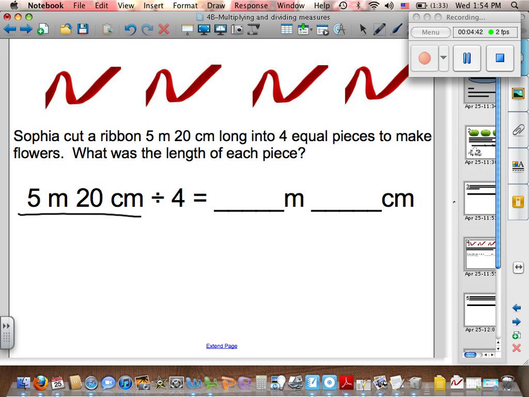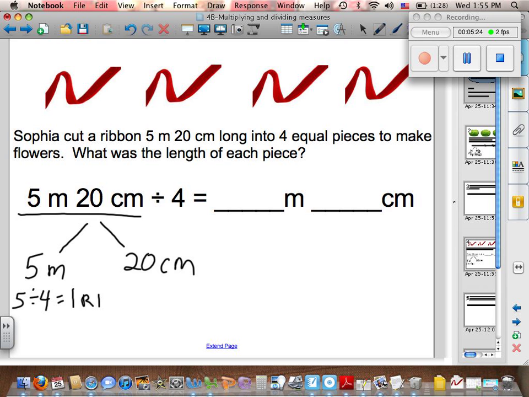Now, when we divide, we start with the greatest place. When we add, subtract, or multiply, we always start with the smallest place, with the ones. But remember, with division, it's the opposite. So we're going to divide out 5 meters and 20 centimeters, and we're going to divide each by 4. So let's start with the meters. 5 divided by 4. We know 5 divided by 4 equals 1, remainder 1.